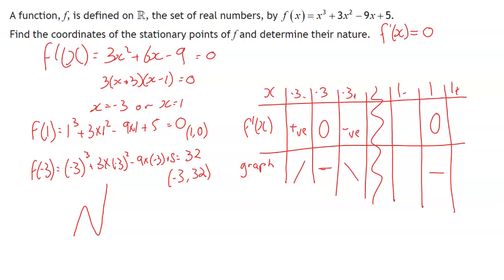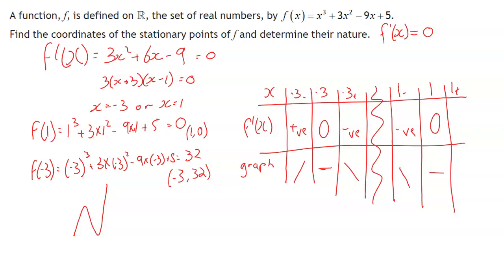Now nothing else happens between -3 and 1. There's no other changes, there's no other stationary points, nothing like that. So what I can do is say that below 1, it's going to follow the same pattern as above -3, so it's going to be negative, so my curve is coming down.